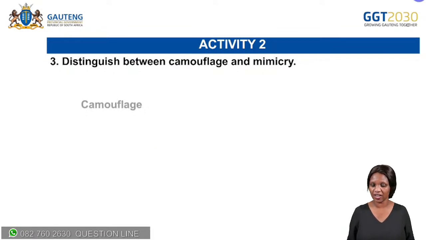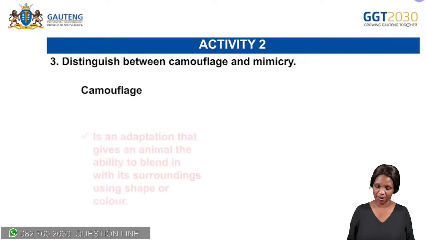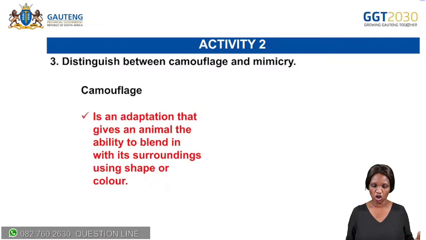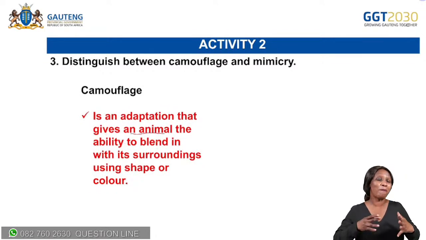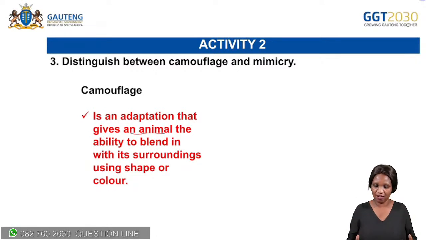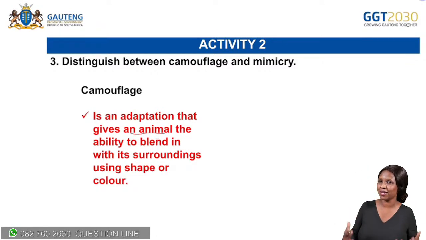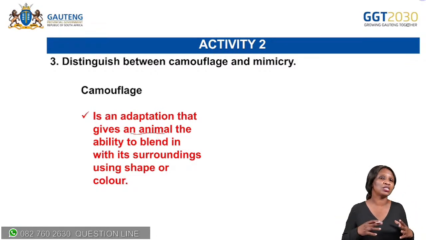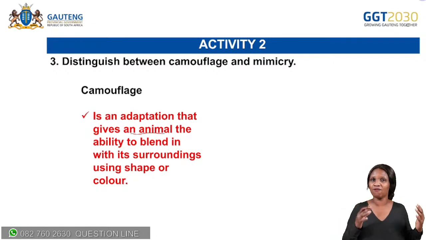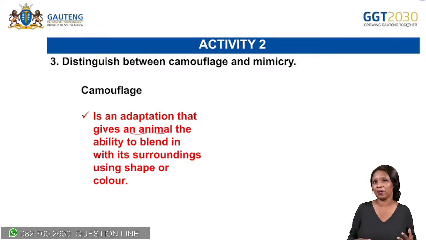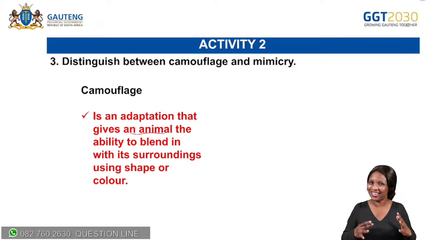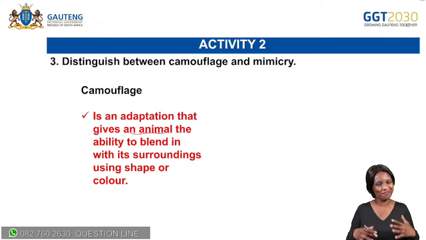And then question number 3. Distinguish between camouflage and mimicry. Let's look at camouflage. When we're talking about camouflage, we are talking about adaptation that gives an animal an ability to blend in to its environment. Okay, it blends into its environment, or we can say it blends into its surroundings using shape or even color. Do you get it? That is camouflage. For example, we're talking about the polar bear. It blends into its environment.